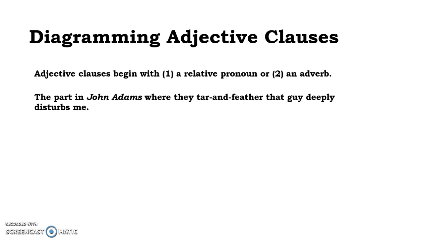Here's a case of an adjective clause with an adverb. The part of John Adams, where they tar and feather that guy, deeply disturbs me. Where they tar and feather that guy, that's our adjective clause there. And you can see that a where initiates that adjective clause. Here's the whole sentence, part for part, color-coded.